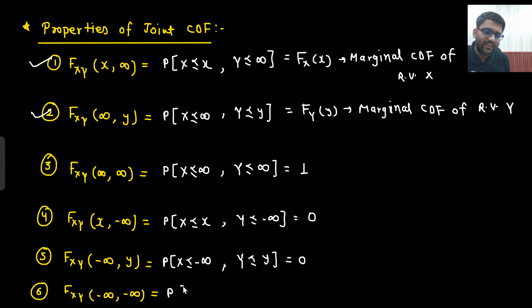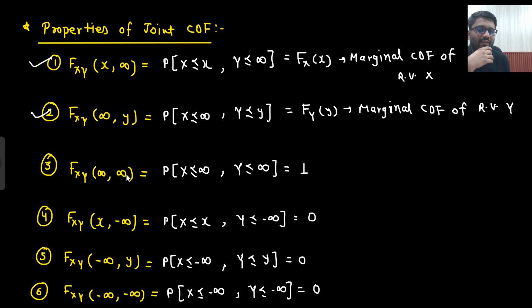And here both of the conditions cannot be satisfied. X also cannot take value lesser than minus infinity, y also cannot take value lesser than minus infinity. So what will be the answer? 0. Is that clear to you? All good? All fine? So if one of them is minus infinity, your job is done, answer would be 0 only.